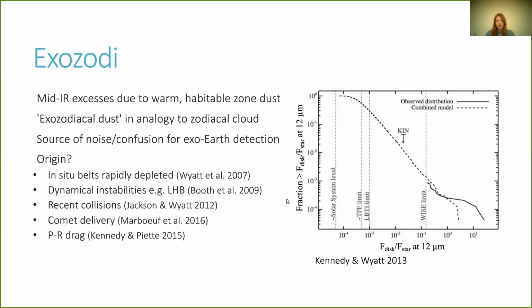There are various mechanisms for how this dust could get there. In young systems, it could be that there's an in situ asteroid belt. However, these rapidly grind down by collisions. In other systems, it could be a transient phenomenon, for example, dynamical instabilities, or a recent giant collision similar to the moon-forming impact. In other systems, it could be that comets are scattered into the habitable zone to deposit dust. And another possibility is that dust is dragged into the habitable zone all the way from an outer planetesimal belt.